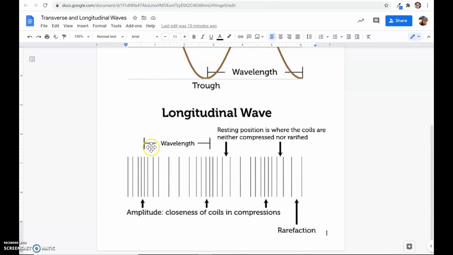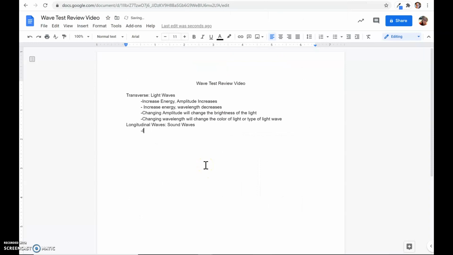Okay, so we can measure wavelength from this cluster to this cluster. Okay, that's our wavelength. And you could also measure from this cluster of lines to this cluster of lines. That could also be the wavelength. Then you're going to measure amplitude by looking at how close the lines are inside our compression. So you look at these compressed spots and you say, okay, the closer the lines are, the greater the amplitude. The closer the lines are inside the compression, the greater the amplitude.